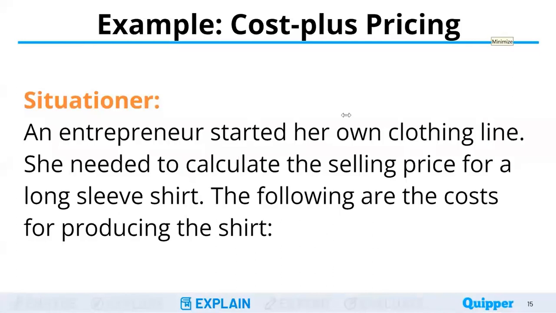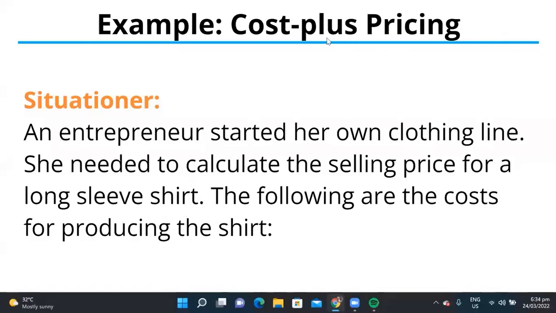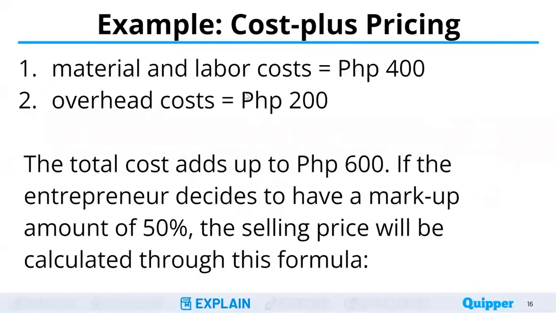Okay, so for example, yan, cost plus pricing. An entrepreneur started her own clothing line. She needed to calculate the selling price for a long sleeve shirt. The following are the costs for the product. Okay, so material and labor cost 400, overhead cost 200.